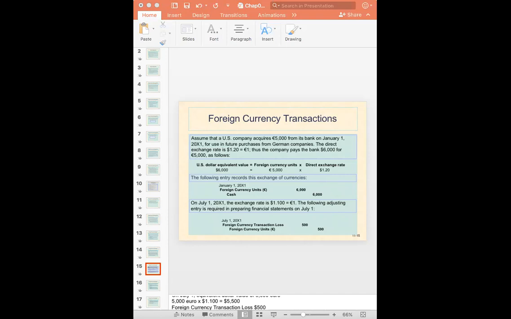If the US company wants to prepare financial statements on July 1, the entry will be foreign currency transaction loss 500, foreign currency units 500. Why is there a loss here? Because this is a result of the foreign currency transaction and it is included in the period income statement, usually under other income or losses. Some accountants use exchange loss instead of foreign currency transaction loss. The foreign currency units account reported on the balance sheet is valued at 5,500, equivalent to the US dollar on that day.